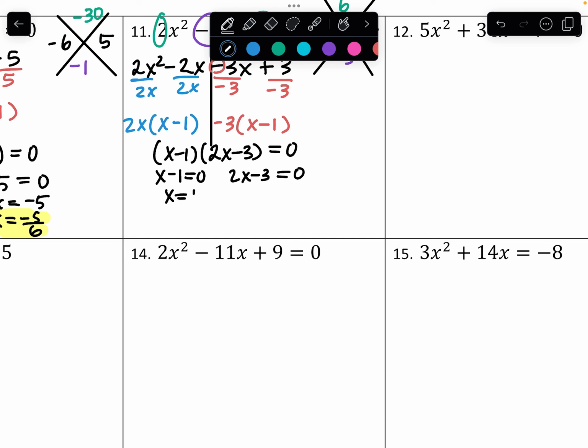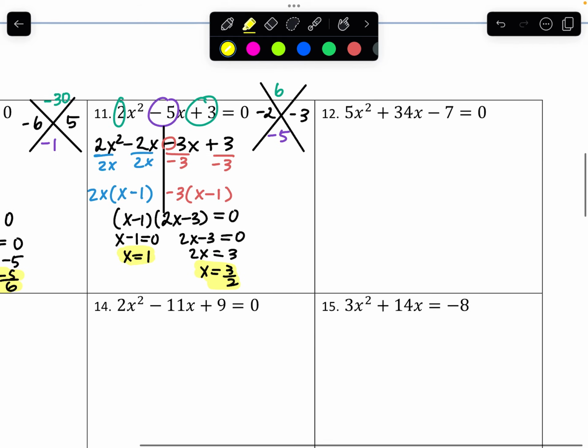So in this case, x equals positive 1. Here we have 2x equals positive 3, so x equals 3 halves. So x equals 1 is one of our solutions, x equals 3 halves is the other.